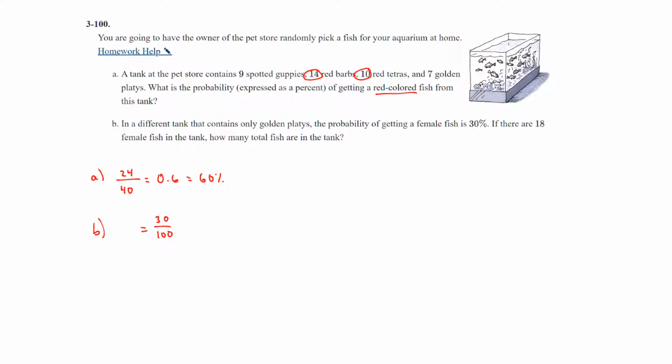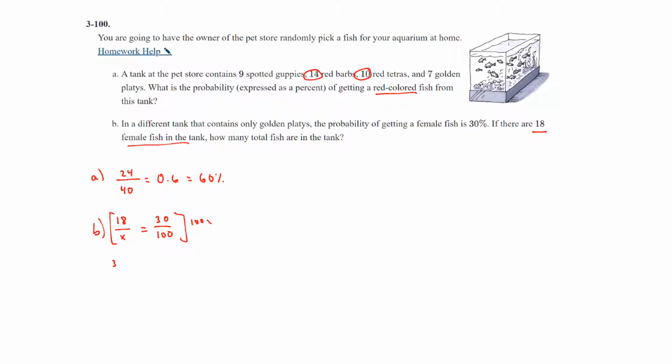And then it says if there are 18 female fish in the tank. So the 30% represents the 18 out of the total, which we don't know. That's what we don't know, how many total fish are in there. So this is one way to do it. We can cross multiply. We can multiply by 100x. We can change the 30 over 100 to 30% or 0.3. Once again, lots of different ways we could look at this. I'm just going to go ahead and multiply both sides by 100x, which if you cross multiply, does the same thing.